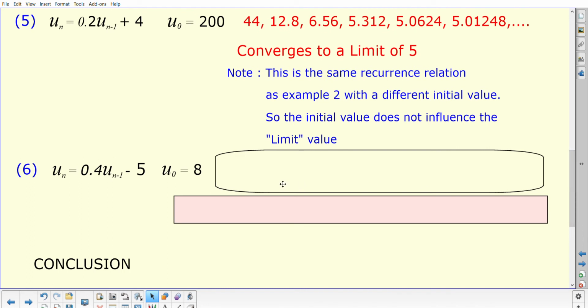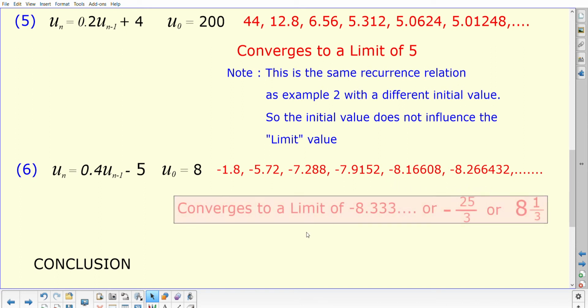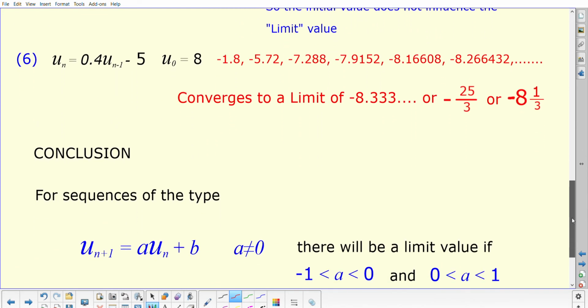For sequence 6, this one here, you can check this on your calculator, you get these values, -1.8, -5, and so on. It's getting gradually, it eventually does converge to a limit of -8.33. So just noticed I missed out a negative sign here, so put that in. So -8 1/3 or -25/3 might come up in your calculator.